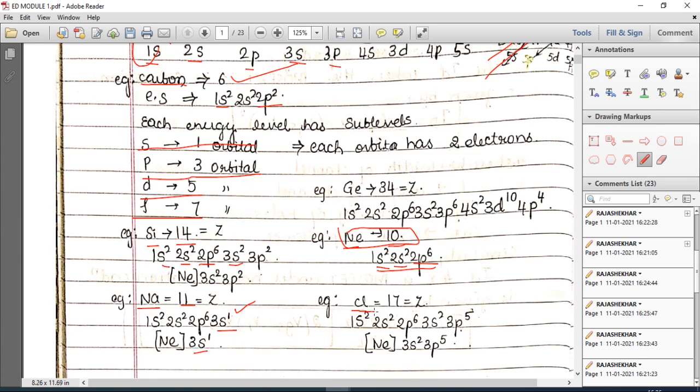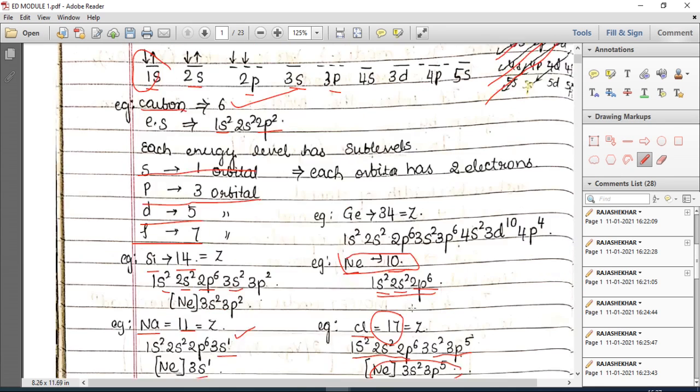Similarly, if I take chlorine, chlorine has atomic number 17. In that the first 10 is taken from neon, the remaining I have to write. That is written here: 1s², 2s², 2p⁶, 3s², 3p⁵. Within that we have covered 17 electrons, so the first part is covered within neon. The remaining two are written at the end, which indicates the electronic structure for chlorine.